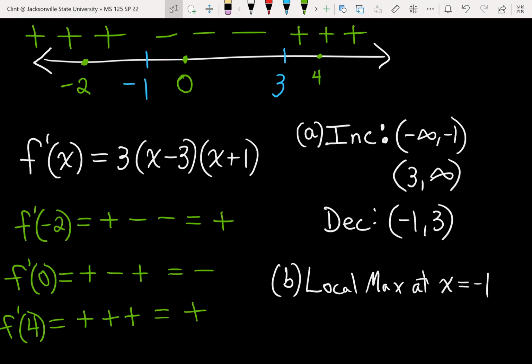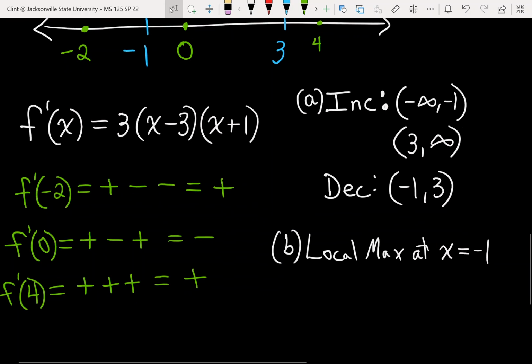And then our sign change at 3 goes from negative slope to positive slope. That's a valley. That one's going to be a local minimum.